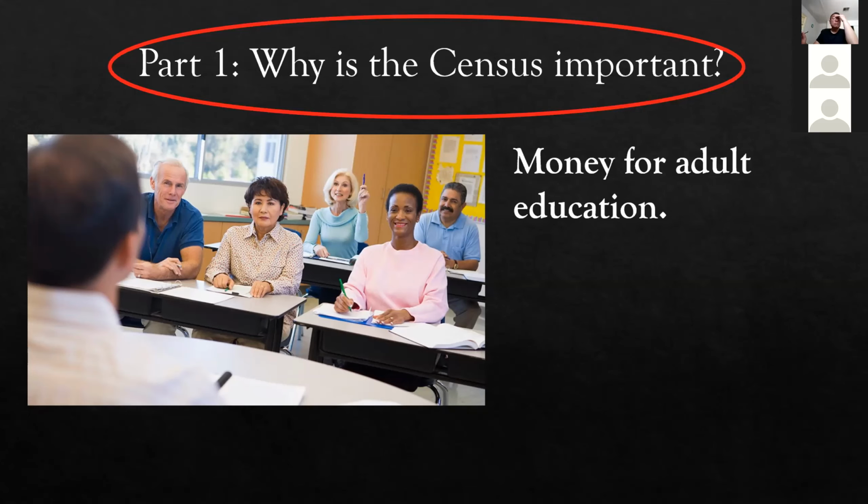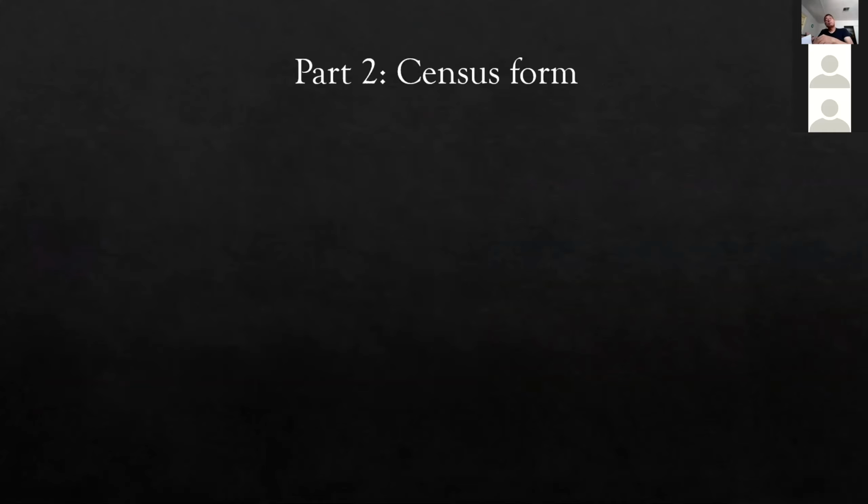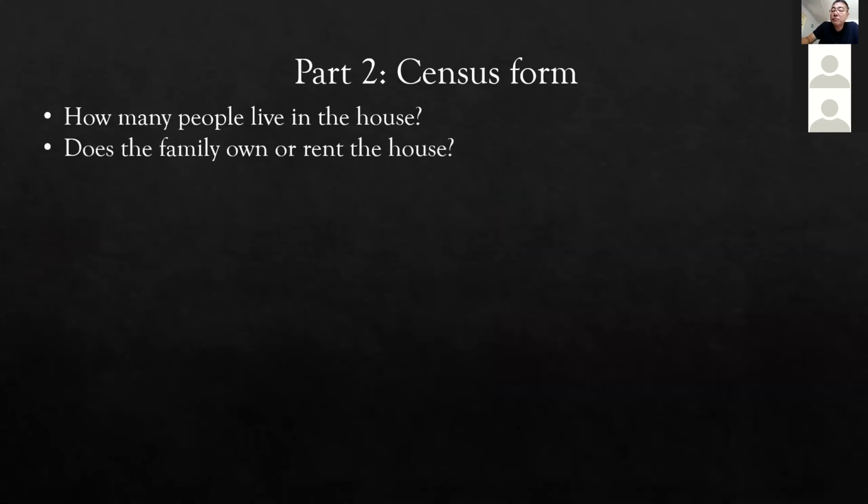Next is going to be part 2. Part 2 is going to be the census form. This is not real, this is a practice form. The census form will have many, many questions. I think most questions are easy questions. First question, how many people live in the house? Sorry, this is not for you. This is for reading.